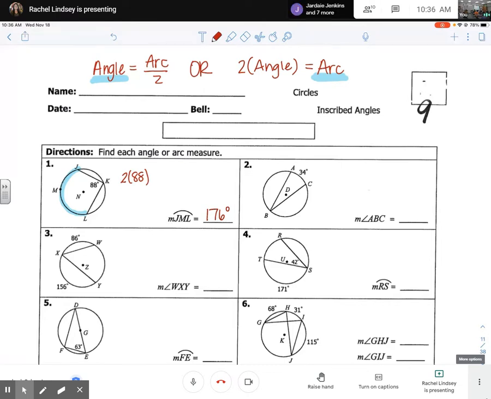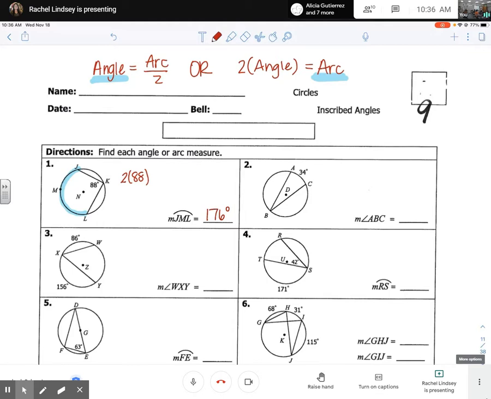I have a question. How do you know if it's an arc? An arc has a little arc over it. So here you're looking for an arc because that's what it is. An angle is always inside, on an angle like that. An arc is like that.